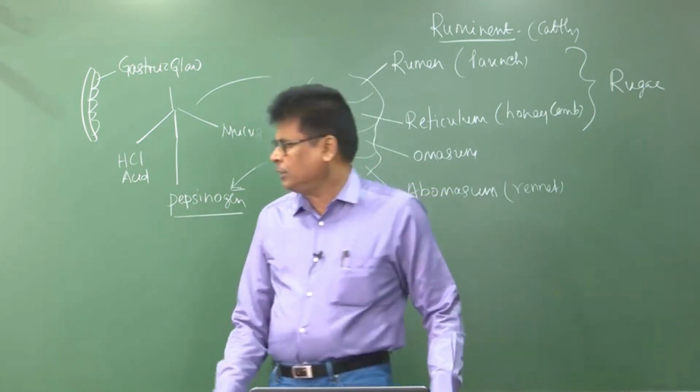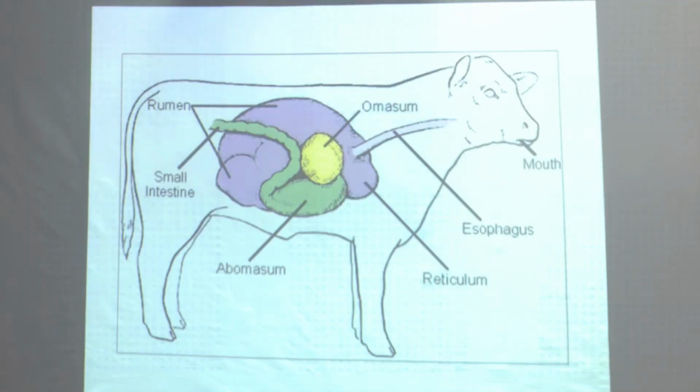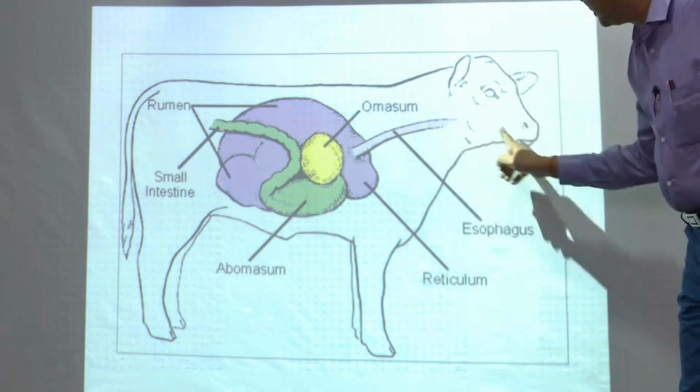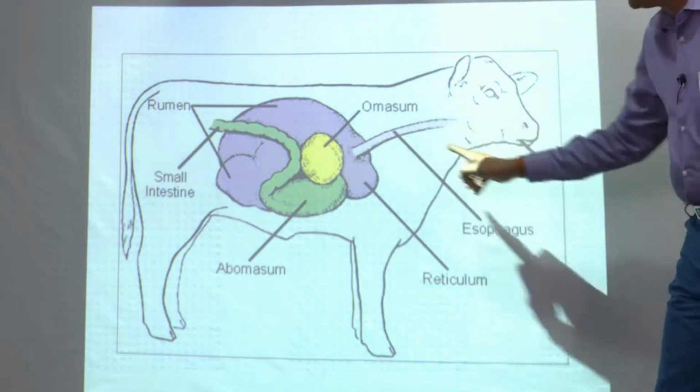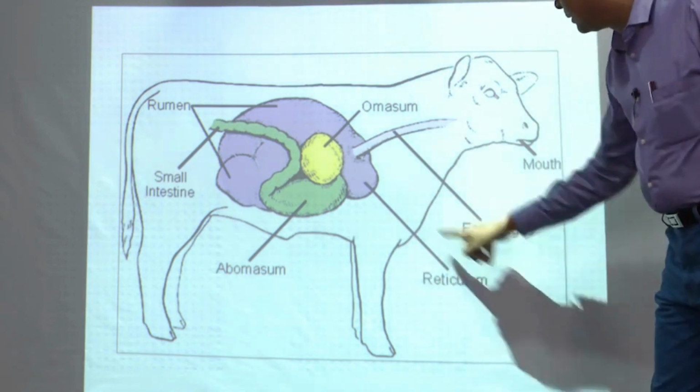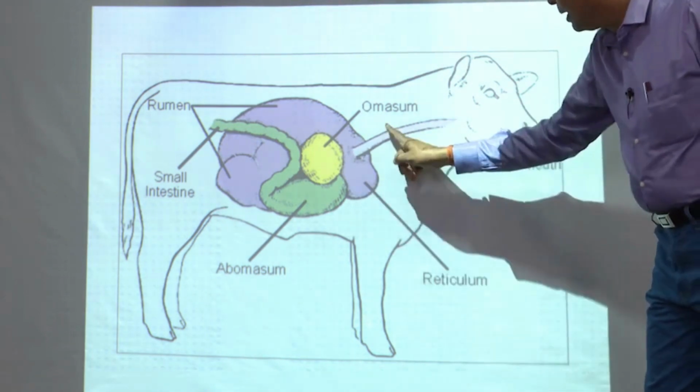Now, I want to show you the location of the different parts of the stomach in the case of cattle, or the ruminants. So, ruminants means the cattle. You see, this is the oesophagus. The oesophagus opens to the first part, this part is the reticulum, and this is the what?